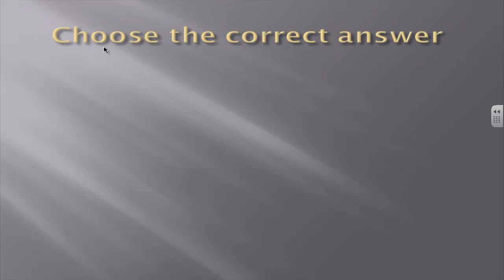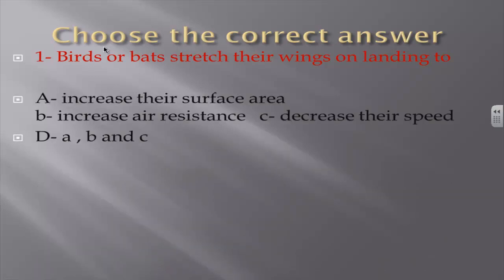Let's take some questions about the unit of friction. Choose the correct answer. Question number one: birds or bats stretch their wings on landing to, A, increase their surface area, B, increase air resistance, C, decrease speed, or D, A, B, and C. Yes, excellent. Birds stretch their wings on landing to increase surface area, so increase air resistance, so decrease speed. So the answer is A, B, and C.